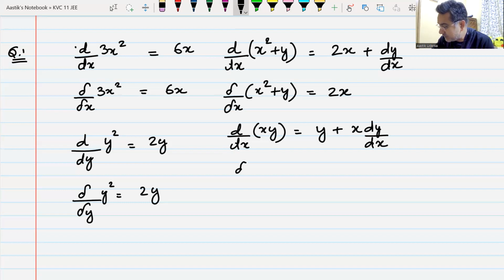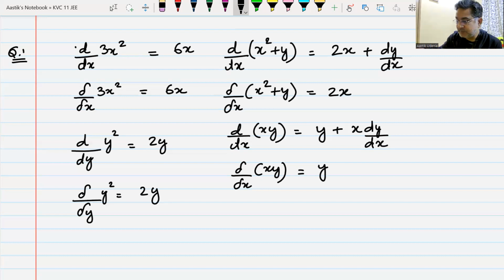But on the other hand, if I take the partial derivative of xy, y is a constant. The partial derivative of xy becomes simply y. Do you understand this? Partial derivative in that way is simpler than the complete derivative.